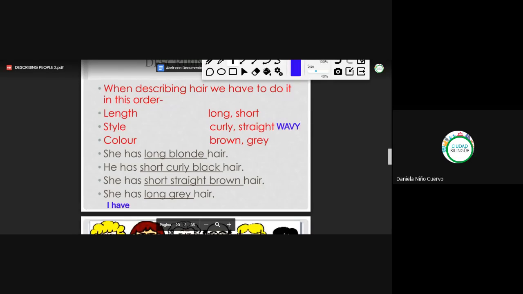Very good, Jesse. Very good. I have long, wavy black hair. I have medium length, straight brown hair. Yes, very good, Lore. Pay attention to the spelling of straight. Yes, straight, por ahí se te fue una N, de pronto fue un errorcito.